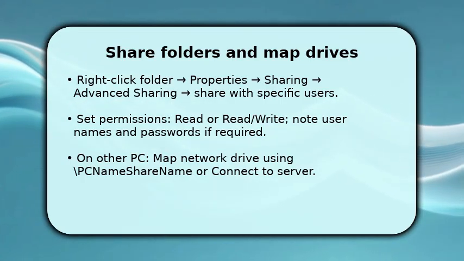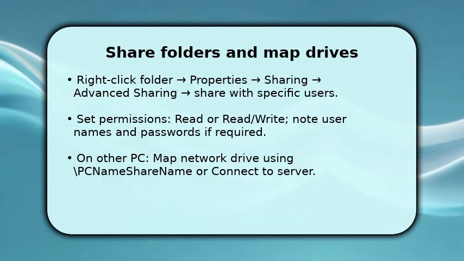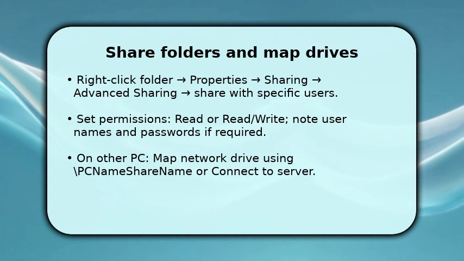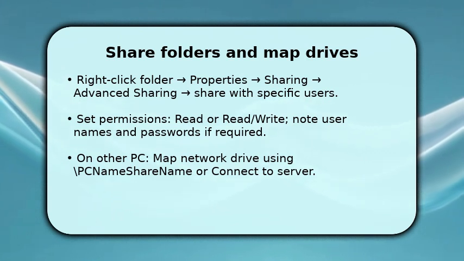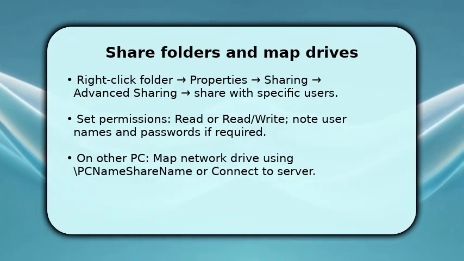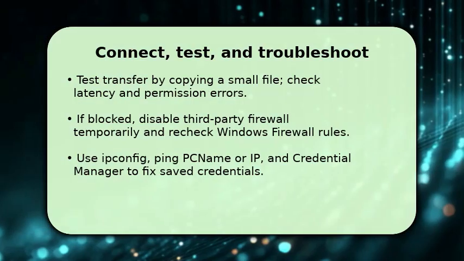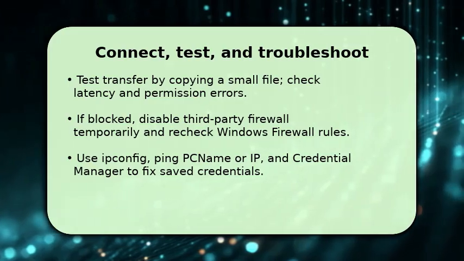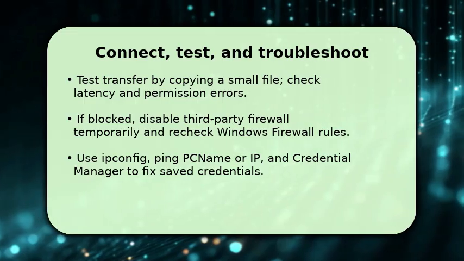On the second PC, open File Explorer and choose Map Network Drive, or use the address bar with \\PC name\share name to connect. Make sure to select Reconnect at Sign In if you want persistence. Finish by validating the link. Copy a small file both directions and confirm timestamps and permissions behave as expected.